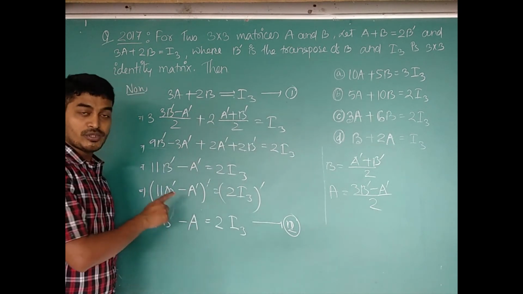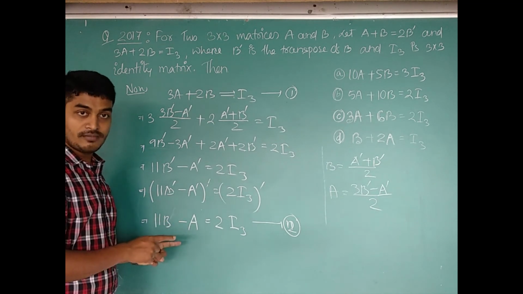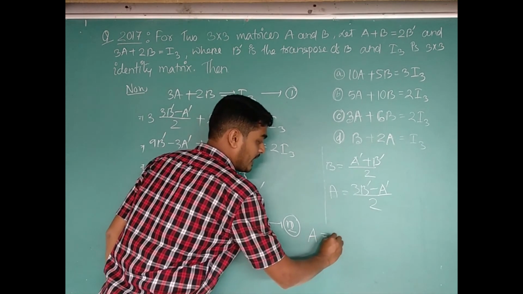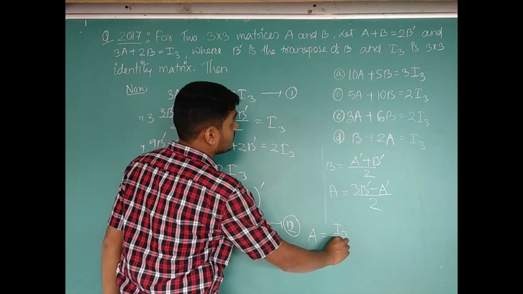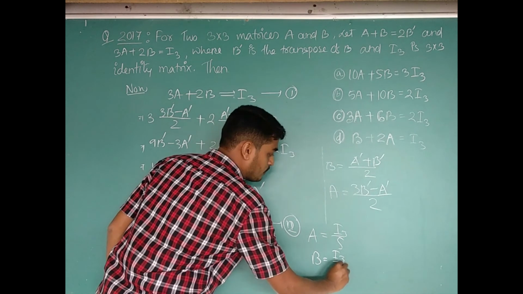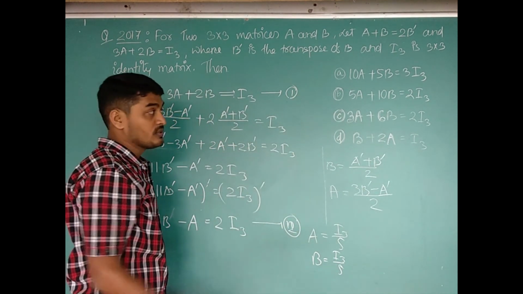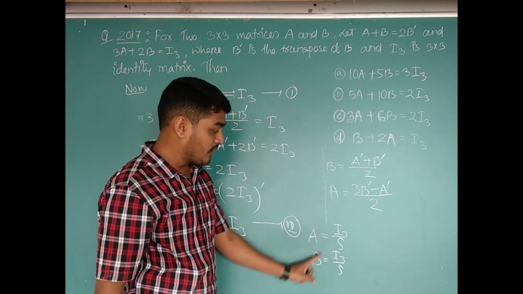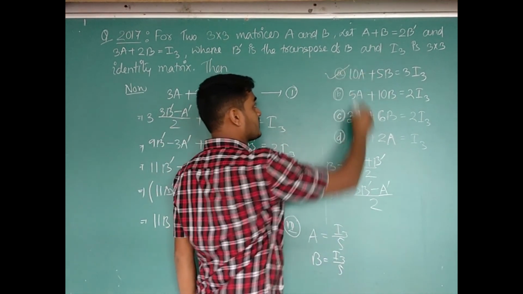After solving these two equations using any method, maybe elimination, substitution or cross multiplication, you can find the value of A and B. After simplification, you will get A is equal to I3 by 5 and B matrix will be equal to identity matrix by 5. Now put the value in any one of these four options. Whichever satisfies the equation will be the answer. Obviously, if A is equal to I3 by 5 and B is equal to I3 by 5, put it in the first option, it will be 3I3. That means option A is correct.